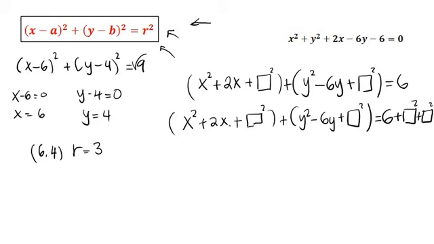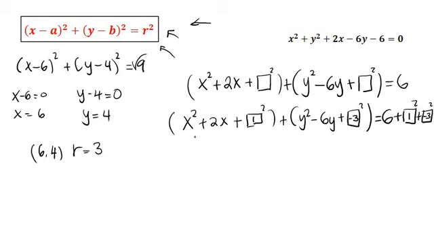Half the coefficient of the middle term. We have 2x, half of 2 is 1, so we're going to put 1 here. Negative 6, half of that is negative 3, so we added 1 squared there, and then negative 3 squared, so we're going to add them over here as well: 1 squared and negative 3 squared.